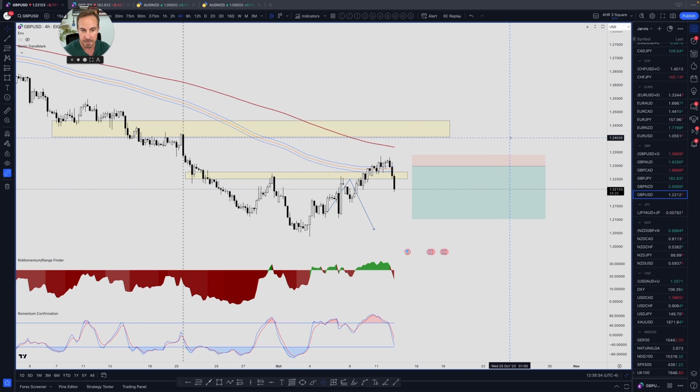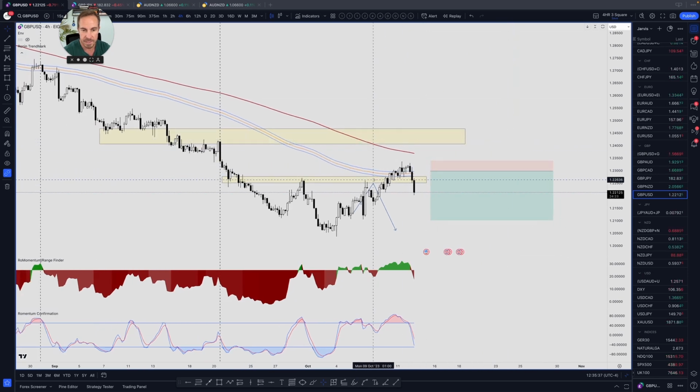GU, right? Pound dollar. We kept breaking these levels and hitting different zones, right? So this is a zone right here. We have an order block, which I was looking for an entry right around this area. Didn't quite happen. But we kept pushing higher.